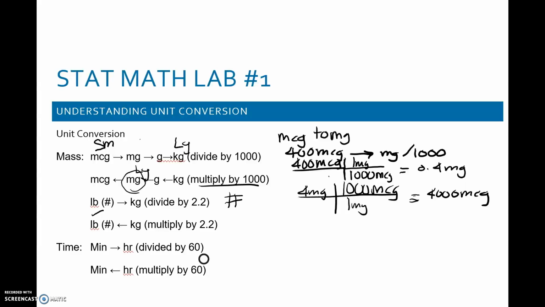There's a conversion factor that you need to know: 1 kilogram equals 2.2 pounds. So if we want to go from pounds to kilograms, we're going to divide by 2.2. If we want to go from kilograms to pounds, we're going to multiply by 2.2. Okay. And then again, looking at time, minutes to hours and hours to minutes. Okay, so let's put this into action.